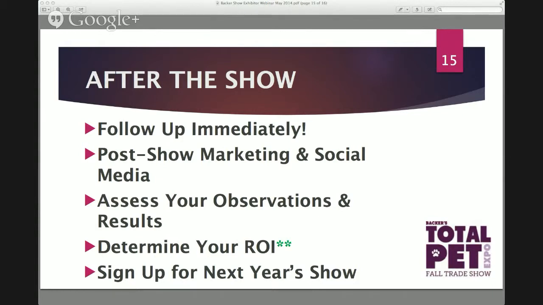So keeping in touch with them is extremely important. I'm a guerrilla marketing coach, so from a guerrilla perspective, it takes nine exposures to get noticed, and so at least that many times you have to be in front of somebody in order to be in front of them at the right time. So after the show, also, I'd like you to assess your observations.